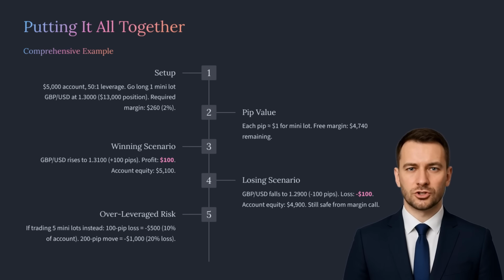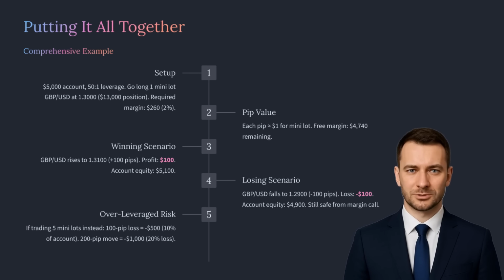You used leverage to control $13K worth of currency with only $5K capital, and it worked out well in this instance. If instead, GBP/USD fell to 1.2900, 100 pips down, you'd lose $100. Your equity would drop to $4,900. You'd still have plenty of margin remaining, no margin call risk yet, since your equity of $4,900 is far above the $260 margin used. You could choose to close the trade to cut the loss or keep it open if you believe it'll rebound, but be mindful that further losses will continue to erode your free margin.